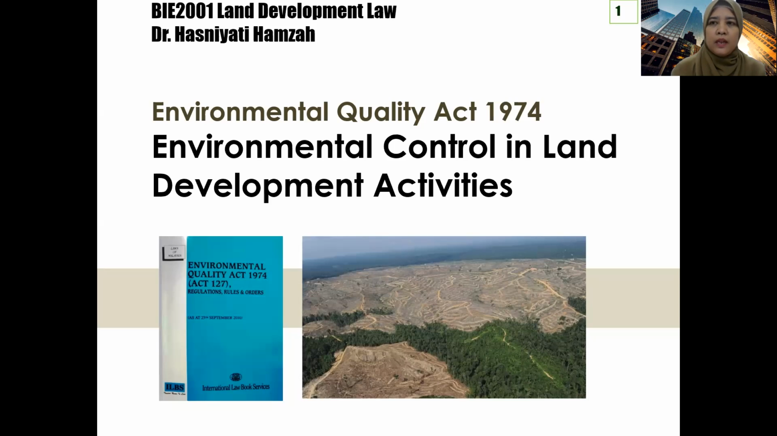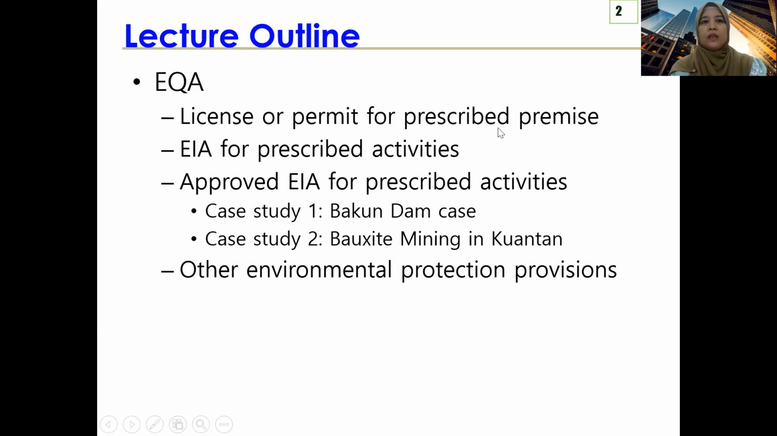Okay, last week we talked about how in Malaysia we have the environmental management system. So this week we are going to discuss one of the tools being used in the environmental management system in Malaysia, which is the EQA, Environmental Quality Act 1974. We are going to discuss especially two things. The first one is license or permit for prescribed premises.